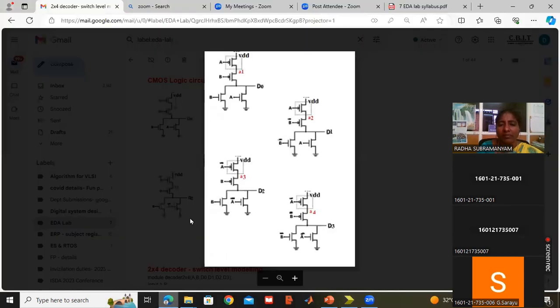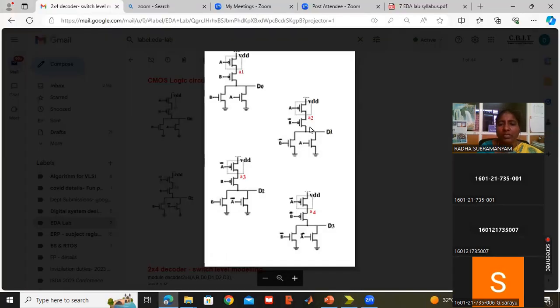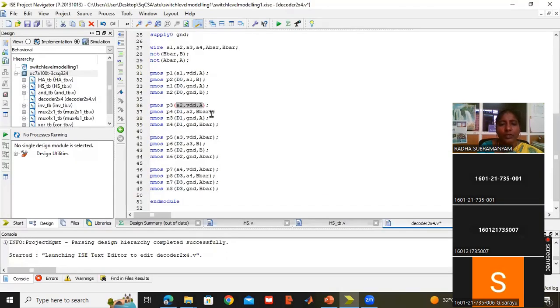Second NOR gate, D1 will come, this circuit. So first PMOS, VDD and A are the inputs, and A2 is the output. Next, second PMOS, A2 and B bar are the inputs, D1 is the output.